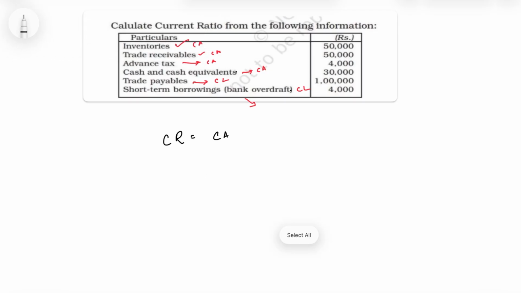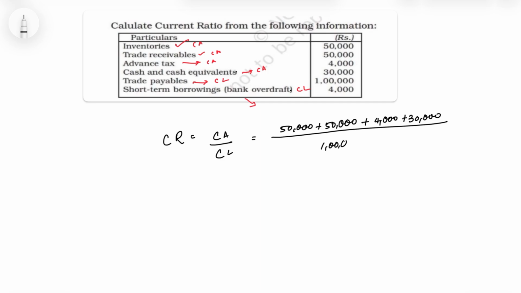to current assets divided by current liability. So current assets: inventory 50,000, trade receivable 50,000, advance tax 4,000 plus 30,000, divided by 1 lakh plus 4,000.